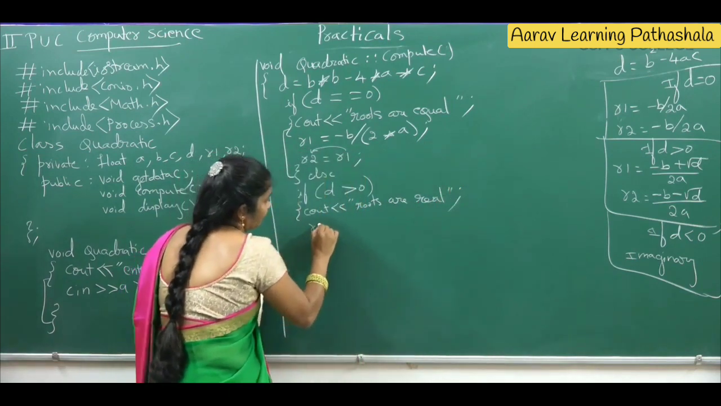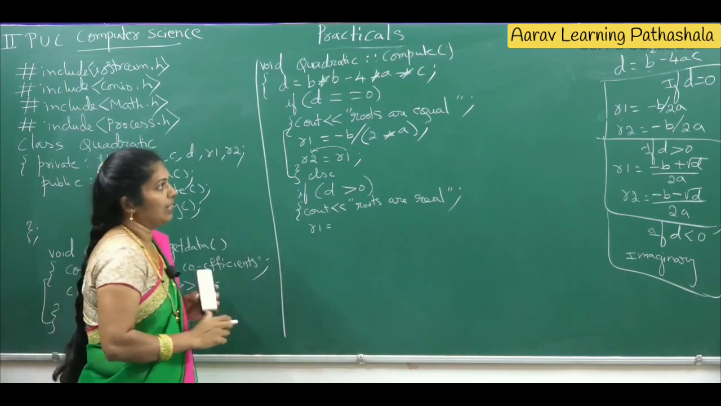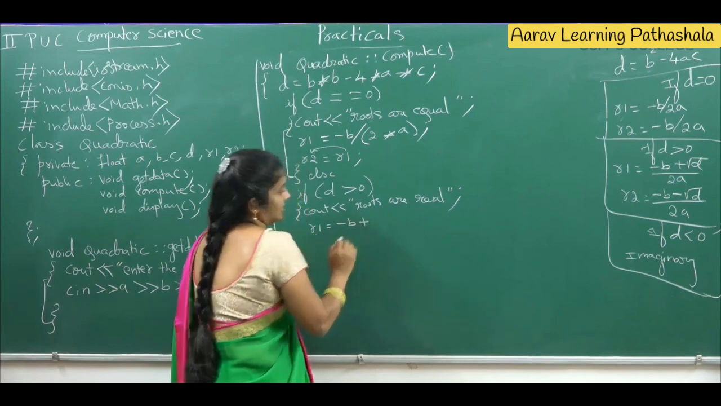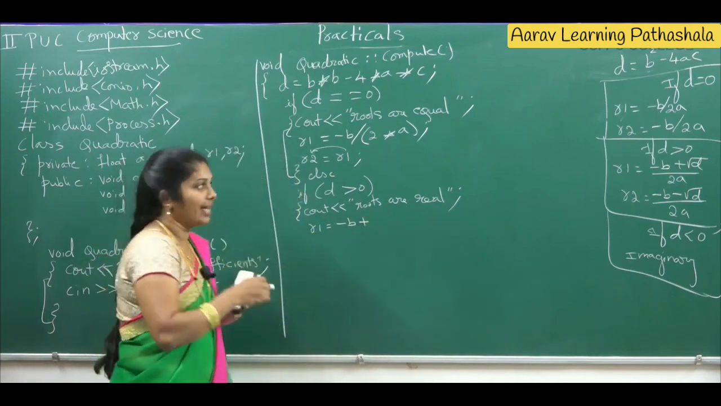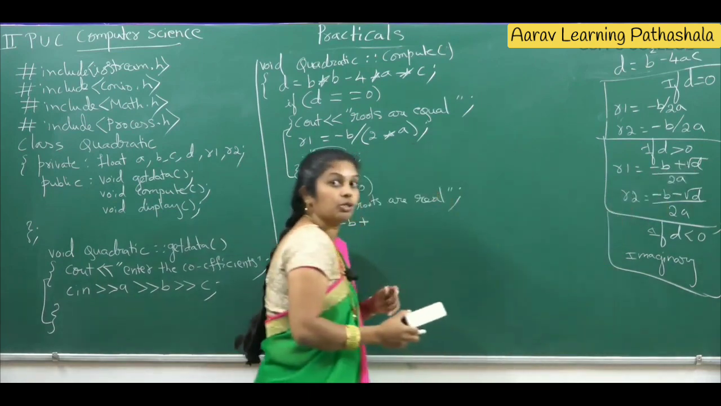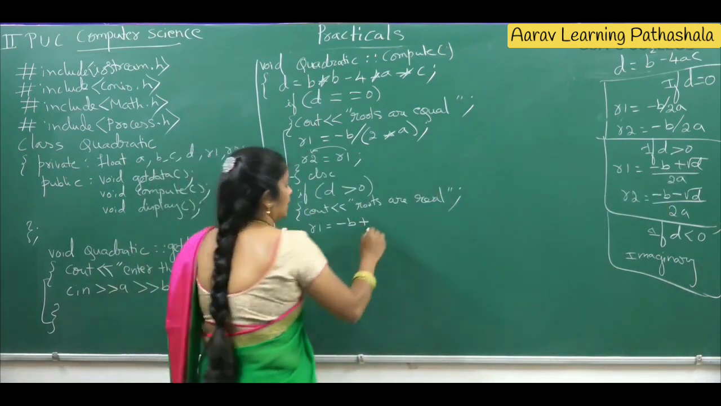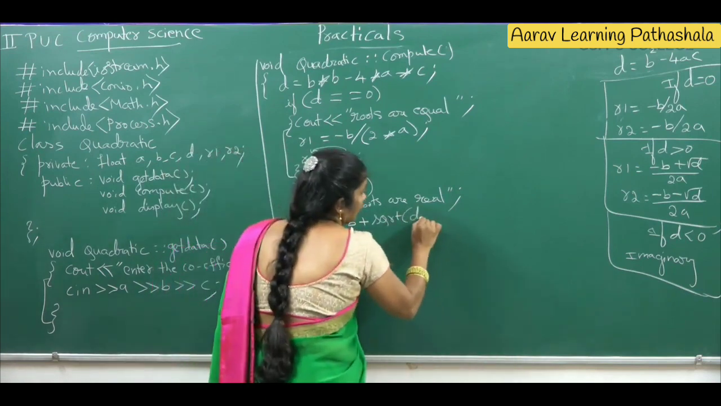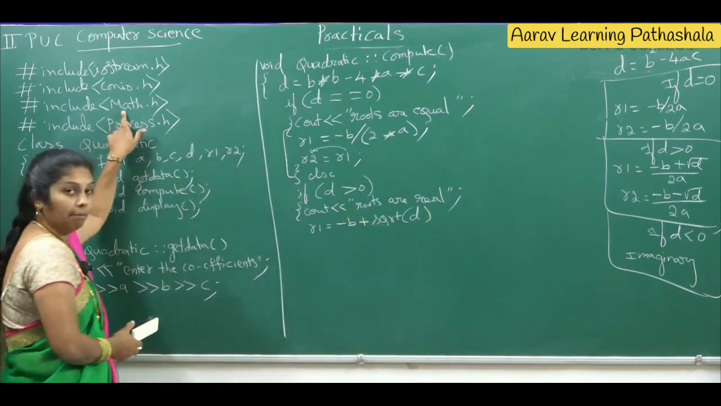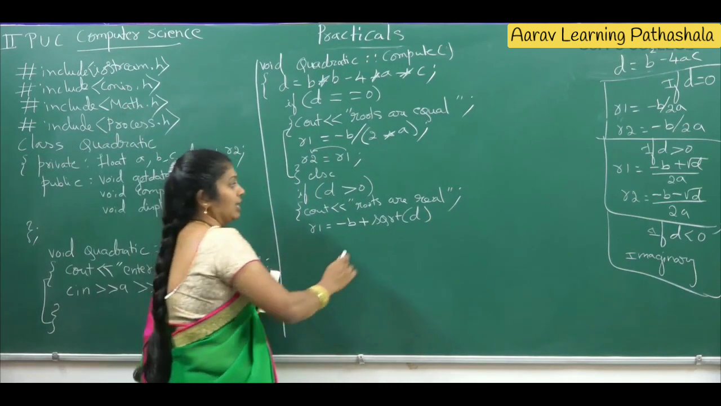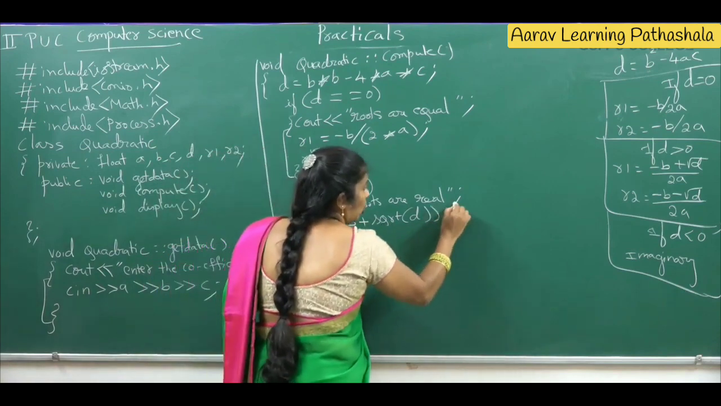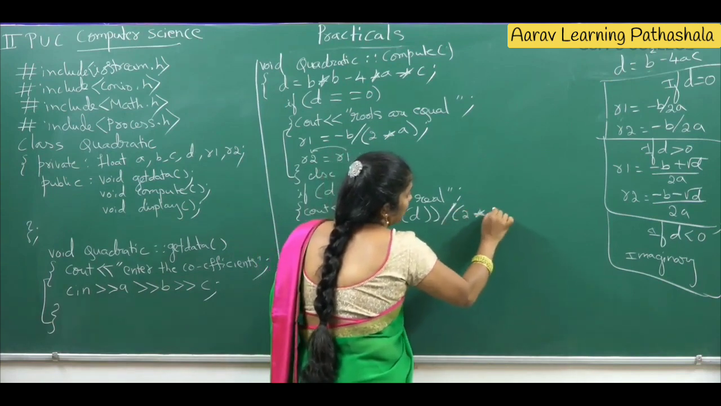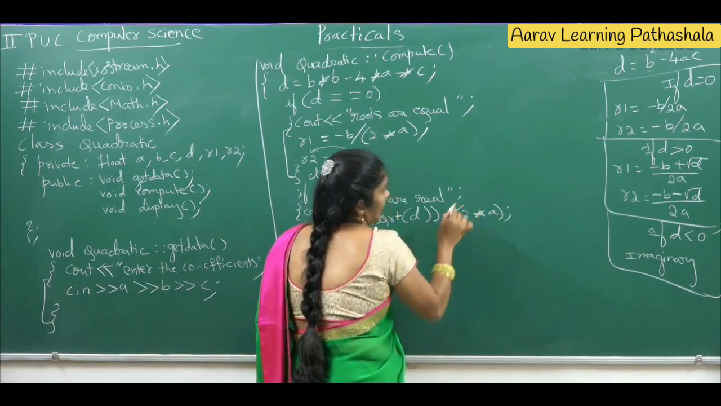Then find R1 as well as R2. What's the formula to find R1? If the discriminant is greater than 0, that is minus b plus square root. Directly I cannot write square root like this format, so I have to use the square root function, SQRT function, that is SQRT, square root of d. For this function, the math.h header file is compulsory. Square root of d, whole thing divided by 2 into a.